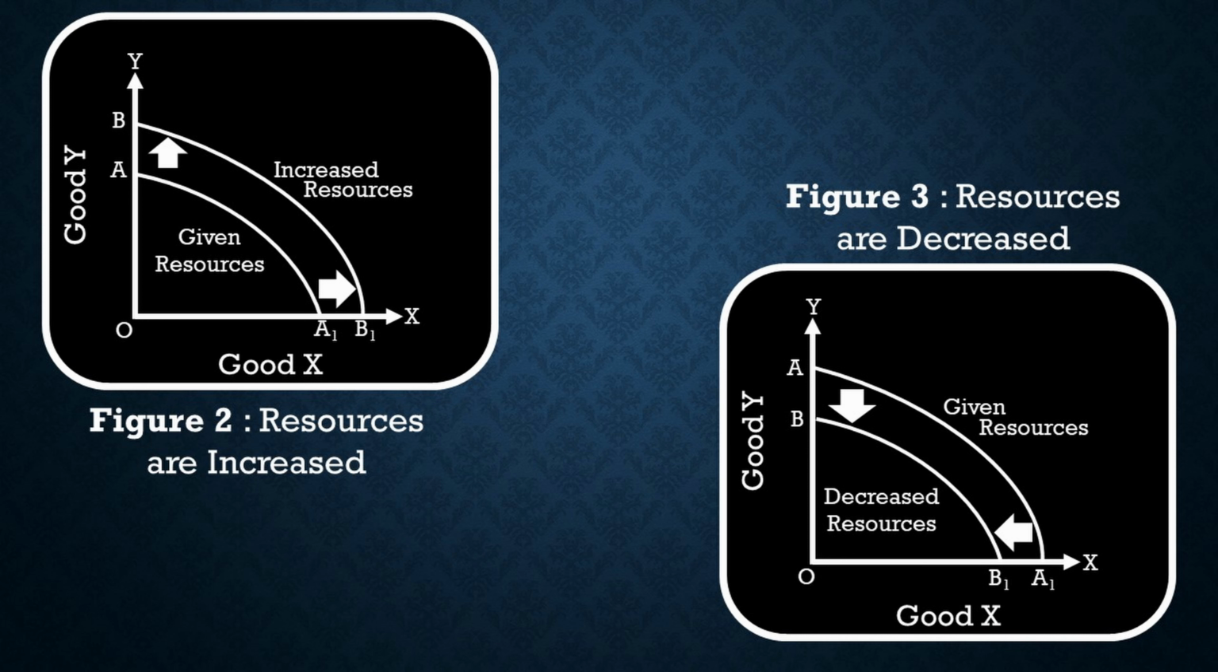This is shown in figure 2. In this figure, OX axis represents good X and OY axis represents good Y.